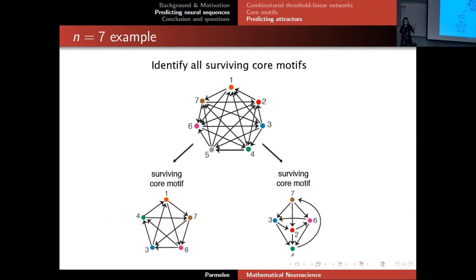Start with your full graph, identify any core motifs, and then check if they survive. So this one has some core motifs, only 2 of them survive. So this graph here, this is what we call the 5-star.